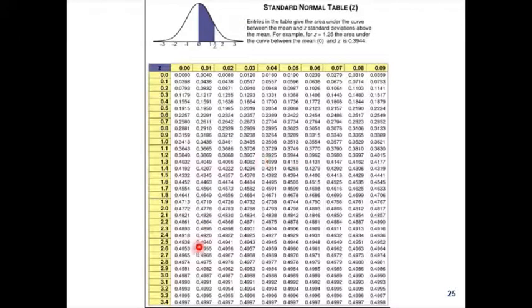Here we can see where we got our 68, 95, 99.7 rule from. For 1, the value is 0.3413. Because this is only one side, when we take both sides it would be 0.68, that is 68%. Similarly, when we go to 2, it shows 0.4772, so it would be almost 95%. And similarly for 3, we can calculate it.